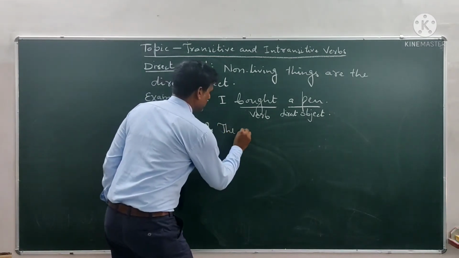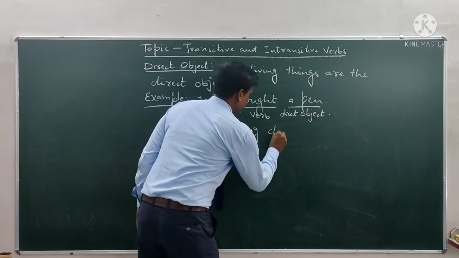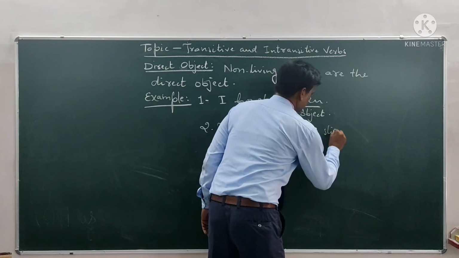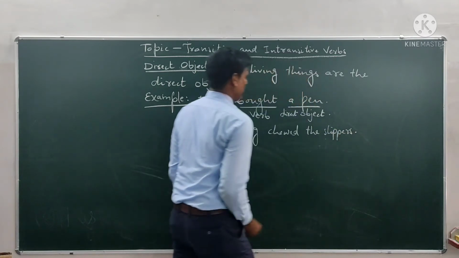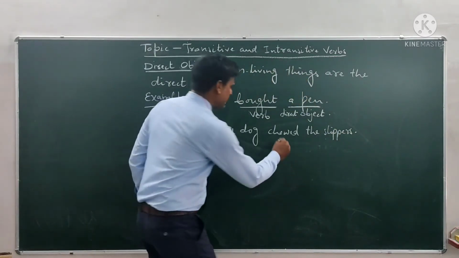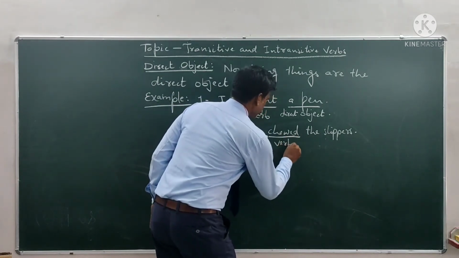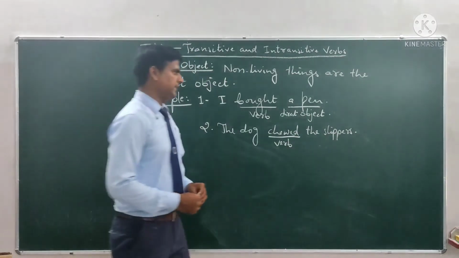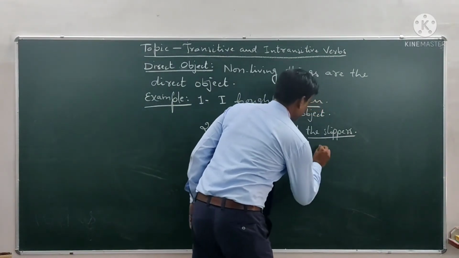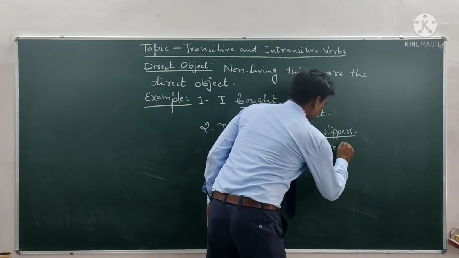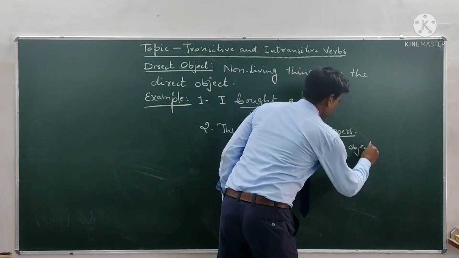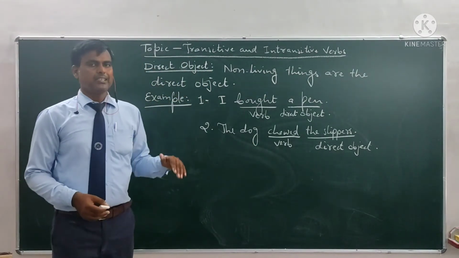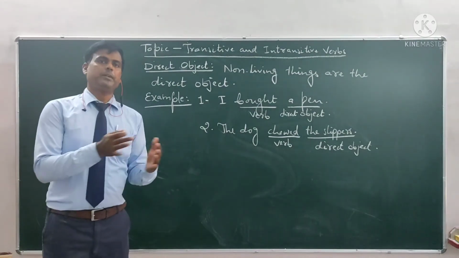The dog chewed the slippers. So the dog chewed is the verb, and it is followed by an object. That's why this verb is transitive verb. And here is one object. This is direct object. Why is it direct object? Because this object is directly affected by the verb.